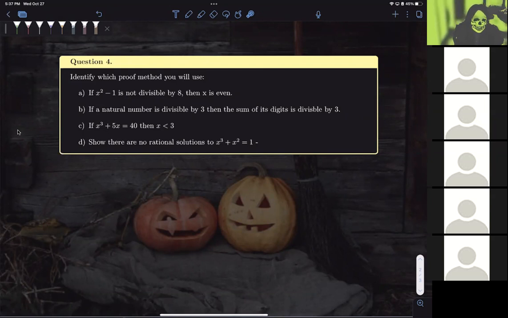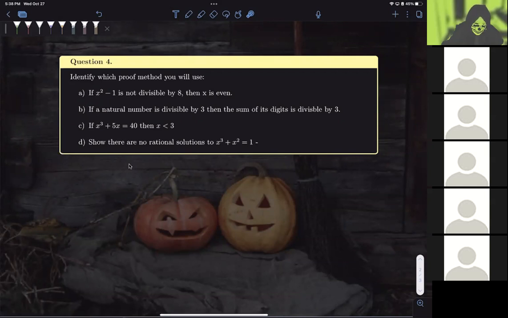Question 4. I'm skipping 3, okay? Either you like it or not, I'm skipping it because I don't like it. Number 4, identify which proof method you will use. What do we use? Look at this.